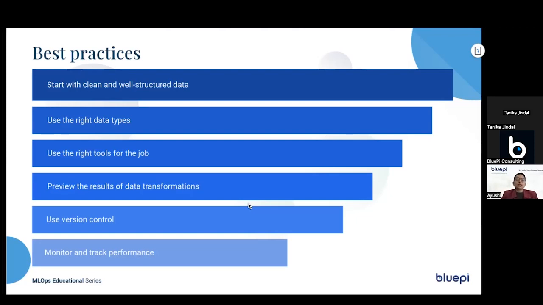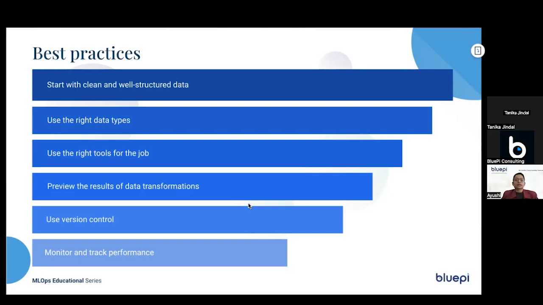Next is use the right tools for the job. Data Wrangler provides a range of tools for data preparation, including data profiling, cleaning, transformation. It is important to use the right tool for the job to ensure that you are using the best approach for your data and to get the best results.